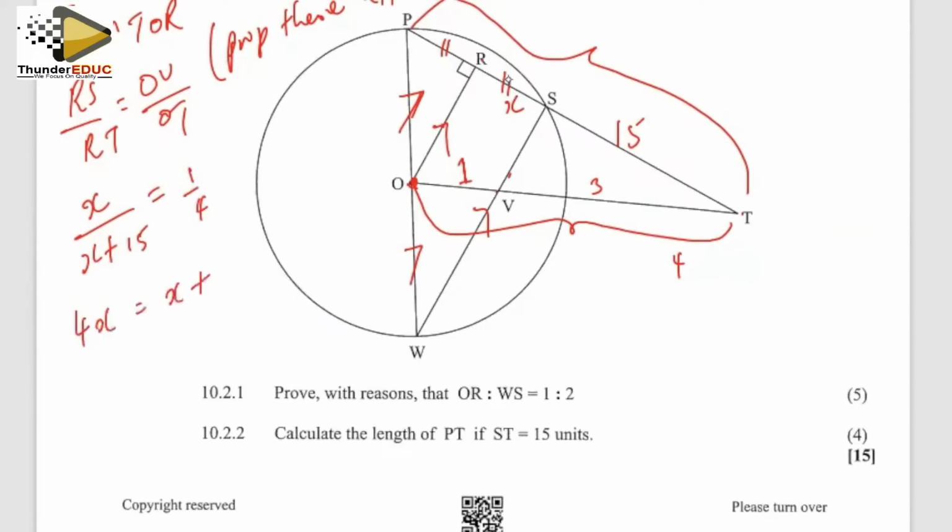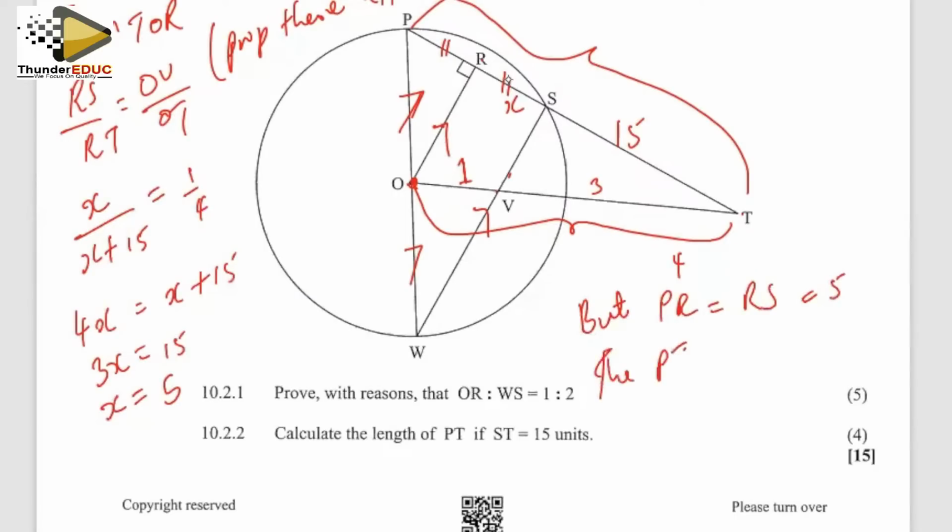4X is going to be X plus 15. Move the X to that side. 3X is 15, which means X is 5. So if this is 5, PR is equal to RS, which is equal to 5. Then PT is going to be 5 plus 5 plus 15, which gives me 25 units. So that is how the 4 marks would be obtained.